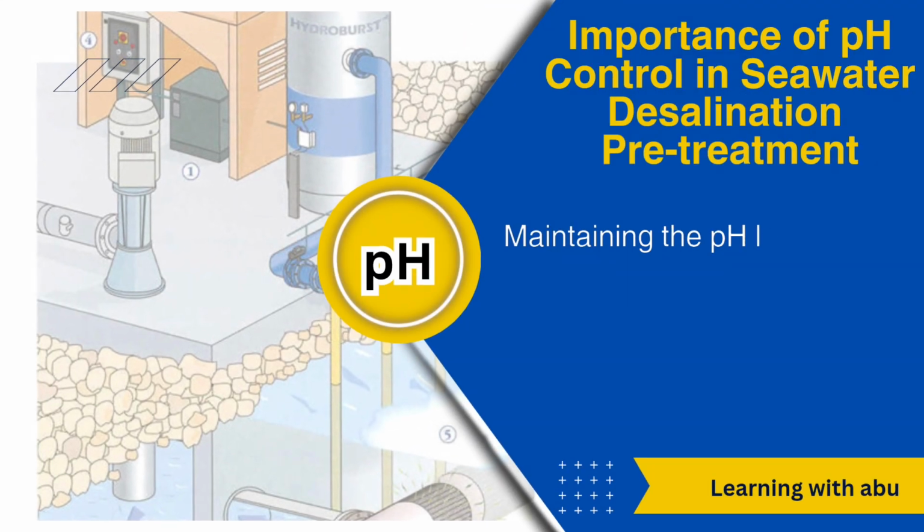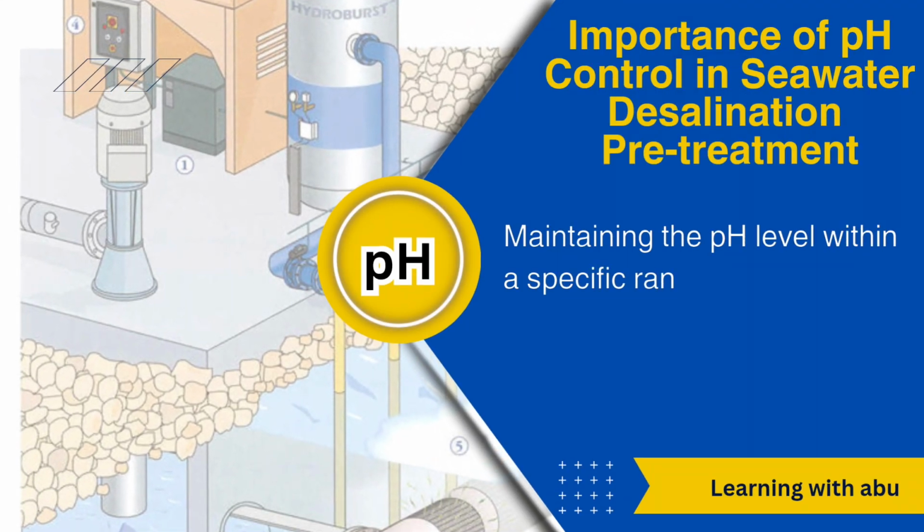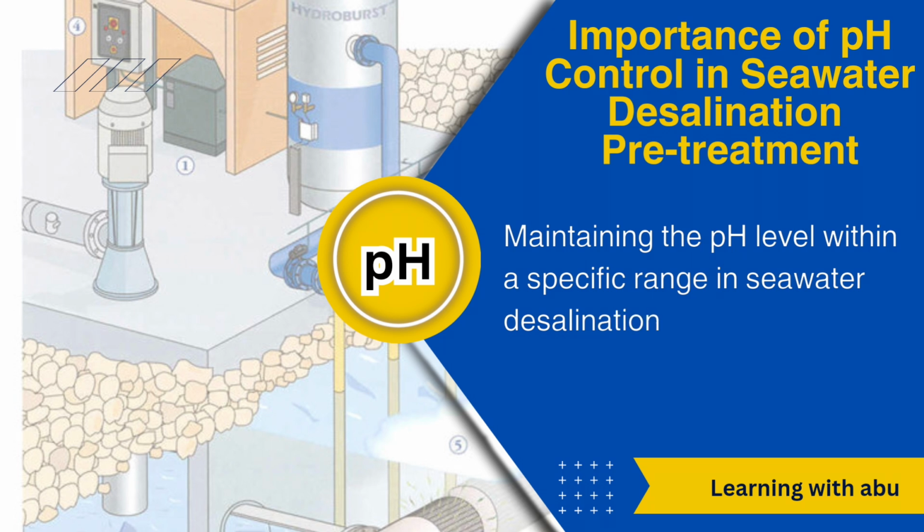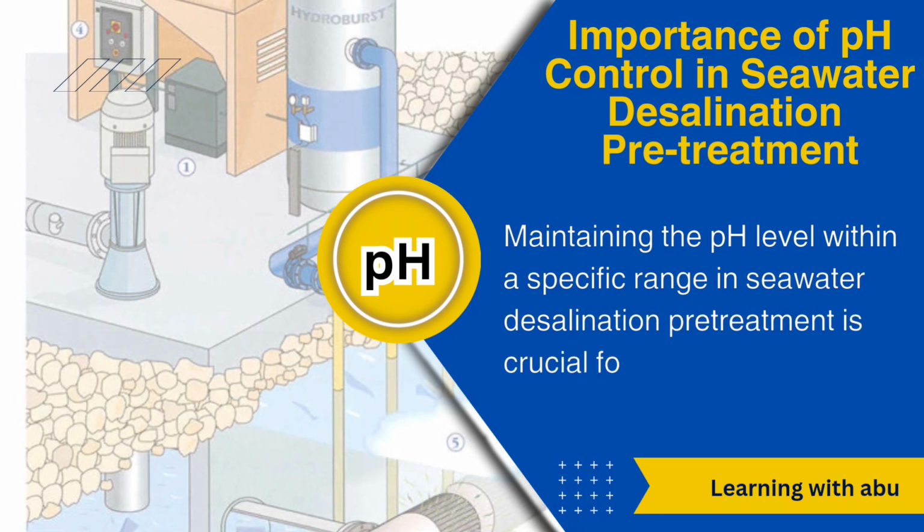Importance of pH control in seawater desalination pretreatment. Maintaining the pH level within a specific range in seawater desalination pretreatment is crucial for several reasons.